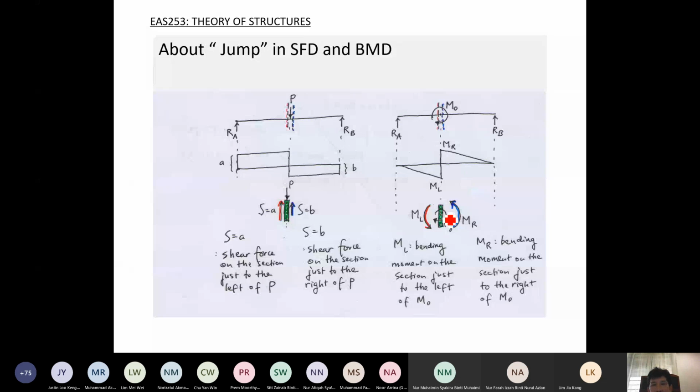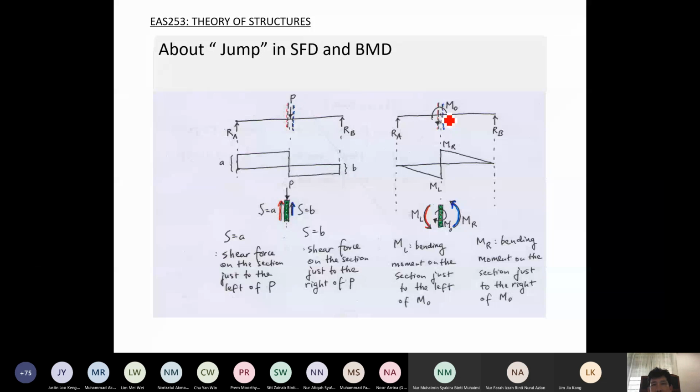If I show here, then the bending moment on this side is negative. Negative means the direction is like this, the red one. And for the section just to the right, I get positive bending moment. So positive means like this. So this one plus this one, the red one, ML plus MR, must be equal to MO, which is a concentrated moment acting there. Okay.